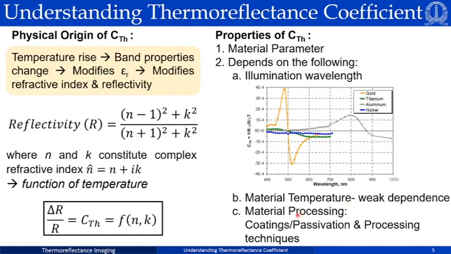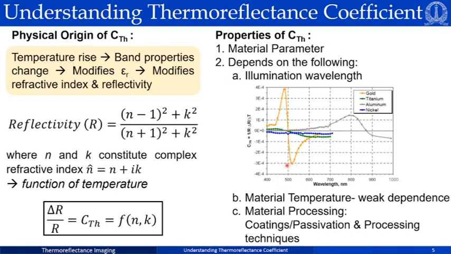Thirdly, the CTH value depends strongly on the material processing. Although it is a material parameter, that is, it is constant for gold, say at 532 nanometers it would be -3, -4 for gold. But then it depends if you have a passivation on top of gold, or some kind of protective coating, or if the gold processing has resulted in very rough surfaces or globule formations, then these might lead to deviation from the value shown here.